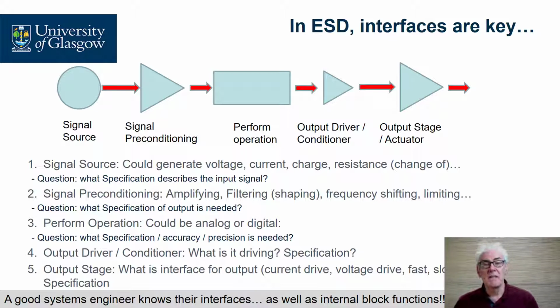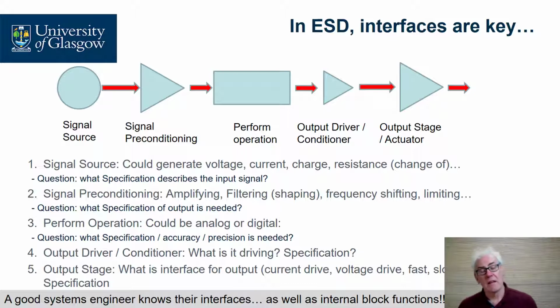The third part is perform the operation. And this could be done analog or digitally. But in modern technologies, most of the applications use a digital processor. We've got a question of what specification, accuracy and precision again is needed for that digital processor. Once you perform the operation, once you've done to the signal what you require to do, perhaps detect a level, amplify it, convert it into something more suitable, you need to pass it to an output driver or an output conditioner. If it's a digital processor, the output will be in digital form.